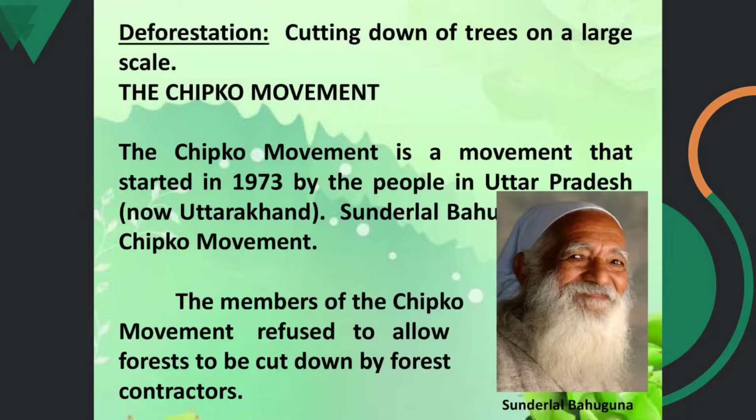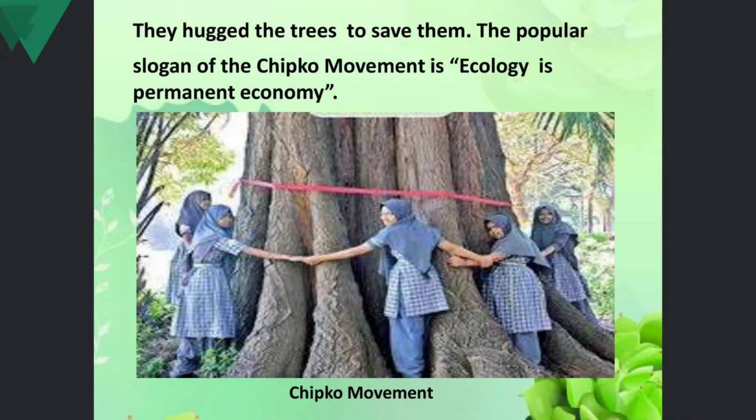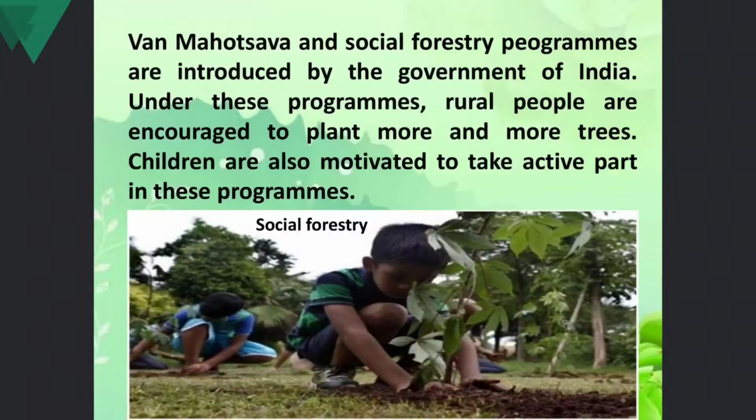What happened in the Chipko movement? The members hugged the trees and did not allow the contractors to cut them down. As you can see in the picture, they hug the trees to save them. The popular slogan of the Chipko movement is "Ecology is the permanent economy." So this was the Chipko movement.